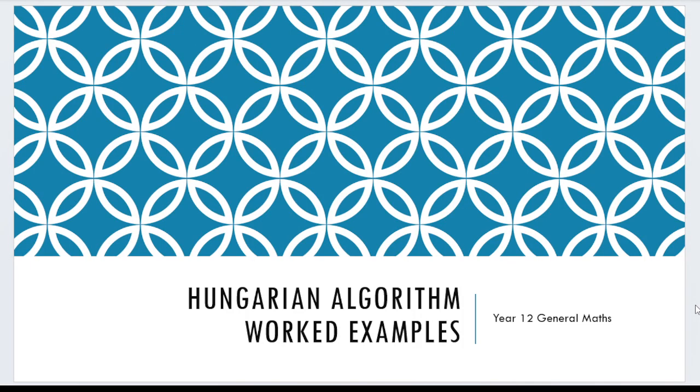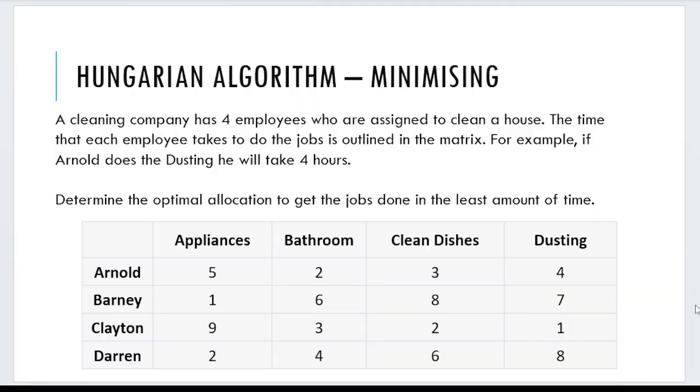Right, so in this video, we're going to look at a Hungarian algorithm minimizing problem. In this, we are looking to generally try and find the best allocation of people to roles or similar things so that our total amount of time, cost, or whatever is at a minimum.